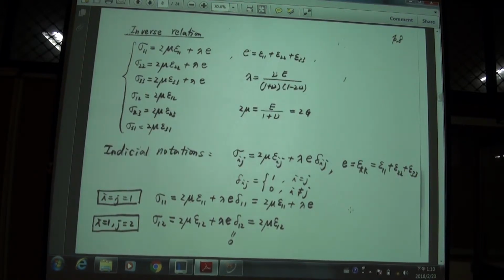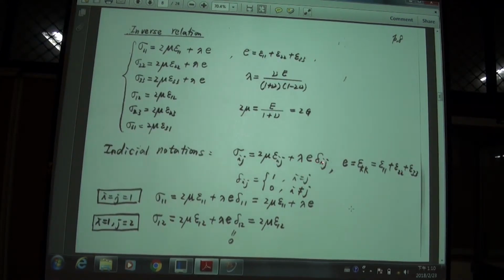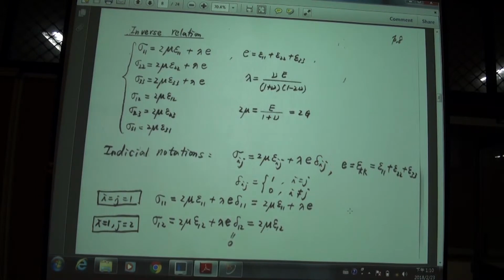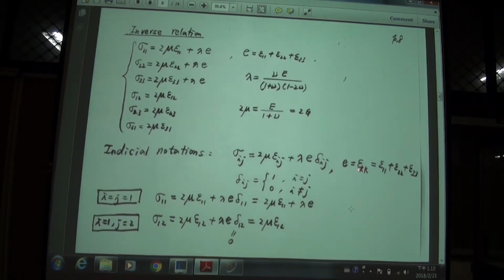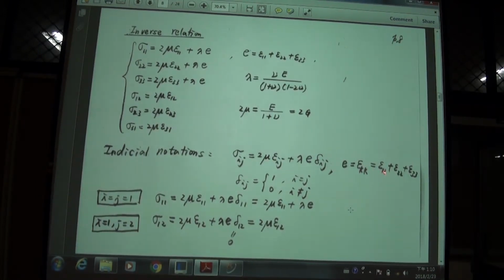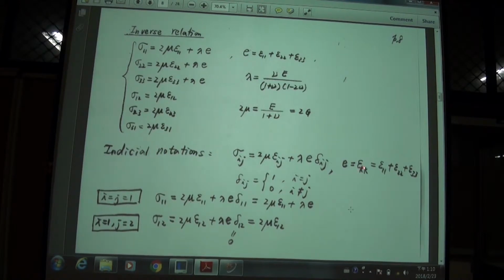Now, sigma ij equals 2 mu epsilon ij plus lambda times e times delta ij, and little e equals epsilon kk, which equals epsilon 11 plus epsilon 22 plus epsilon 33. Why does epsilon kk equal this? I will explain it later. When the index repeats, it should be summed over 1 to 3. I will explain this term later.